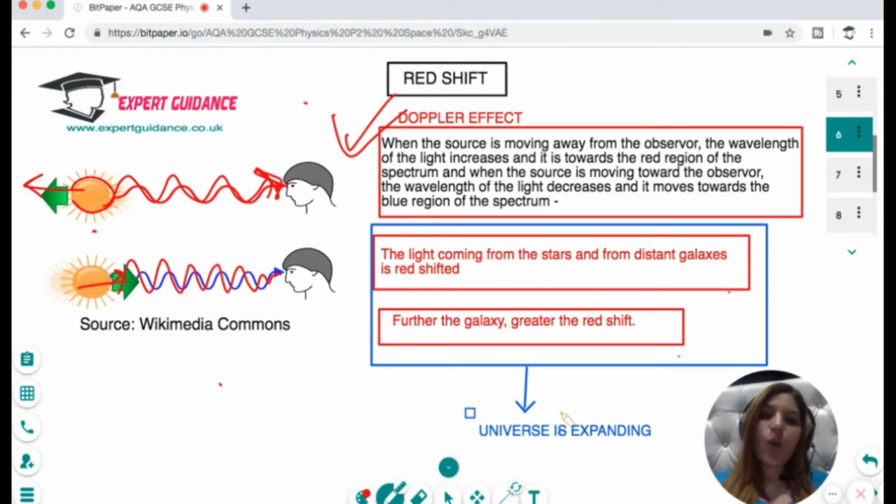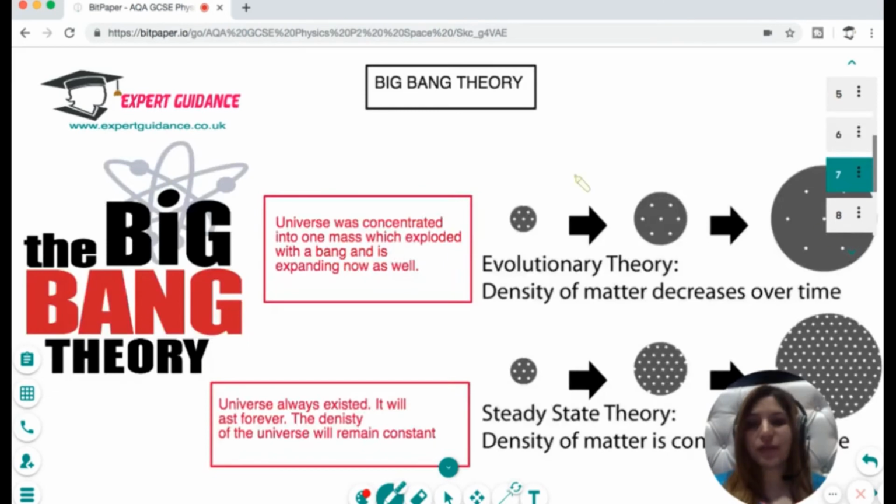It says when the source is moving away from the observer, the wavelength of the light increases and it is towards the red region of the spectrum. And when the source is moving towards the observer, the wavelength of the light decreases and it moves towards the blue region of the spectrum. The light coming from the stars and from distant galaxies is redshifted. So the further the galaxy, the greater the redshift, which explains that the universe is expanding. That is, the stars and the components are moving away from you. And this is what the Big Bang Theory is.